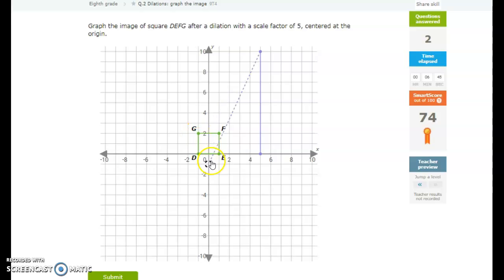Let's look at point G. It went up 2 to the left 1, same thing, up 2 times 5 would be up 10. Left 1, 1 times 5 would be 5, so we'd be at negative 5. Let's look at D. It went up 0 over 1. 0 times 5 is 0, so still up 0. Over 1, 1 times 5 is 5, so I need to go over to the left 5, and there's my shape.